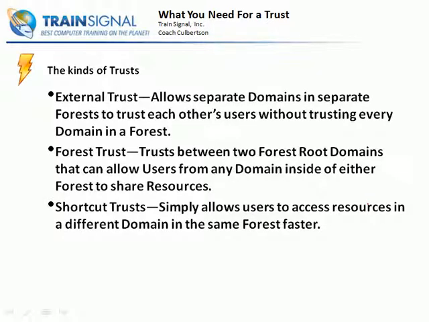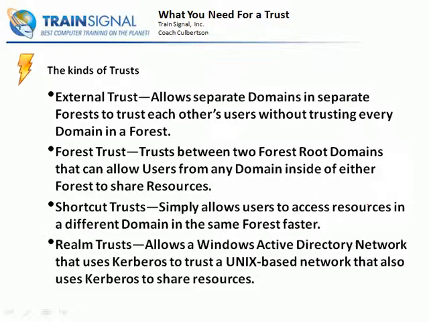Now, there's another kind of trust called a shortcut trust. A shortcut trust allows users to access resources in a different domain in the same forest faster. Now, this one doesn't really come into play in our situation, because Verde Petra is in a completely different forest. So shortcut trusts really only work inside of the same forest, all right?